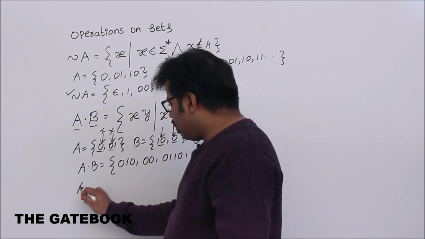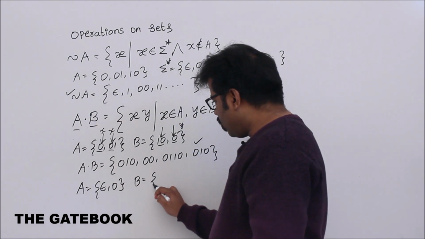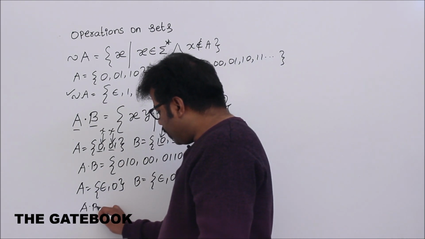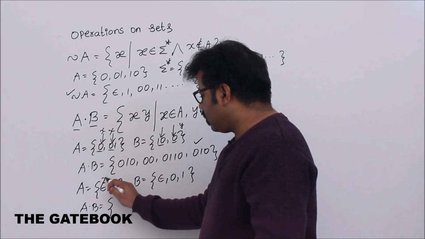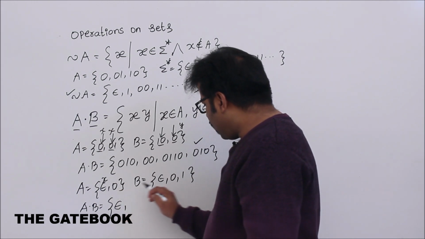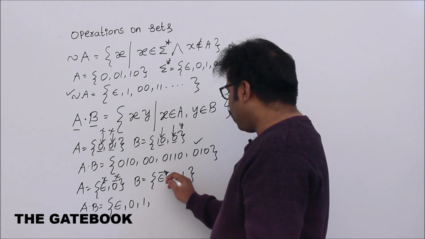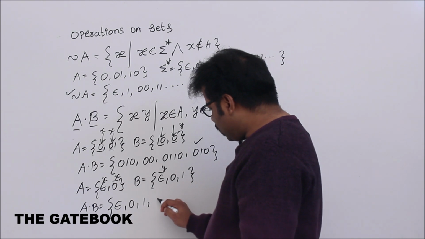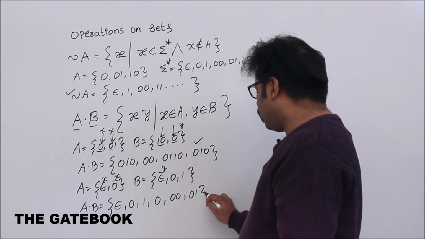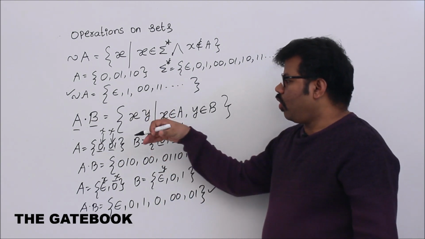We will take one more example. A equals {epsilon, 0}. Let us take B equals {epsilon, 0, 1}. Then what would be A dot B? So according to the definition, this is x and this can be y. That's why epsilon dot epsilon is epsilon, epsilon dot 0 is 0, epsilon dot 1 is 1. Then 0 can be x, this can be y. So x dot y is 0 dot epsilon, 0, and 0 dot 0, 00, and 0 dot 1, 01. These are all possible strings in A dot B. So this is a way we can define the concatenation operation among sets.